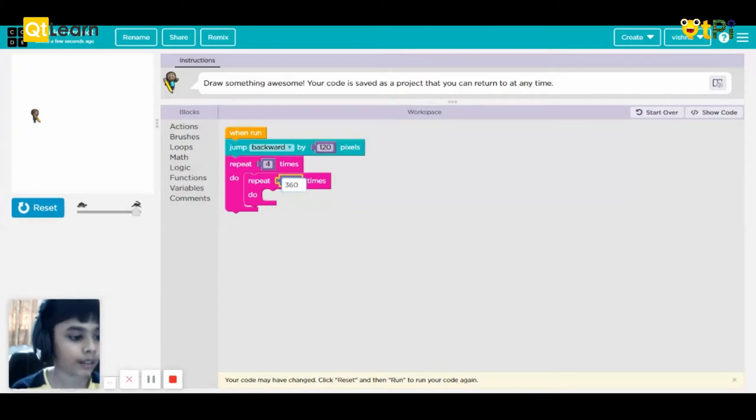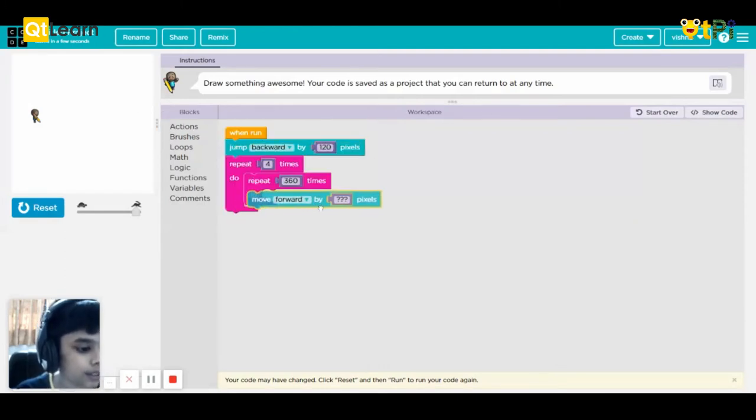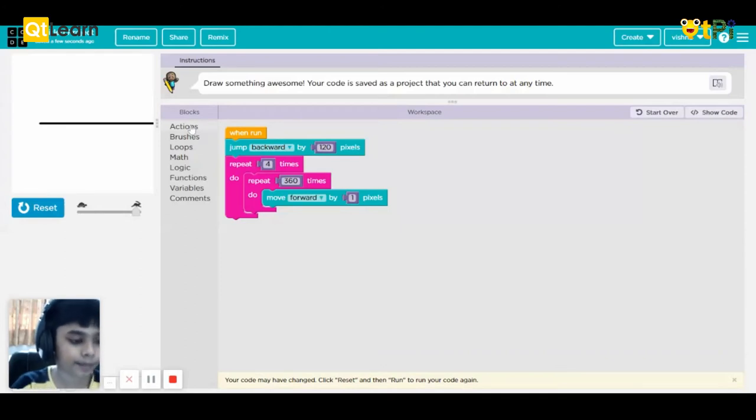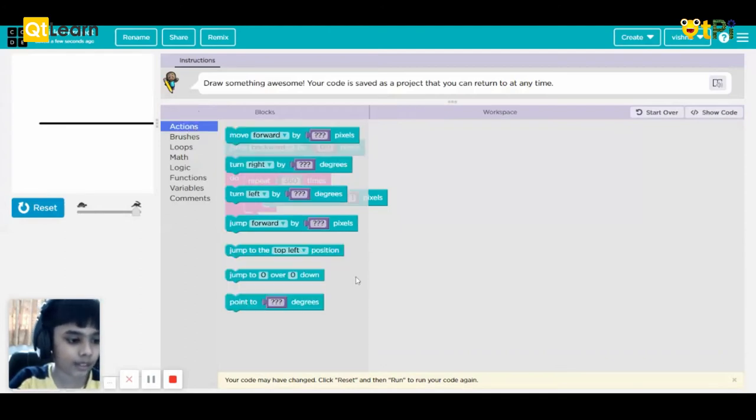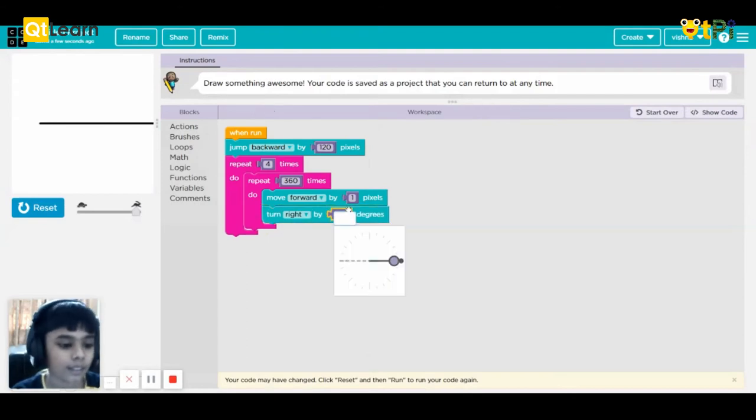Next, we have to fetch the move forward block in the actions and place it over here and make the pixels 1. And again, we have to fetch the turn right block in the actions. Place it over here and the degrees are 1.